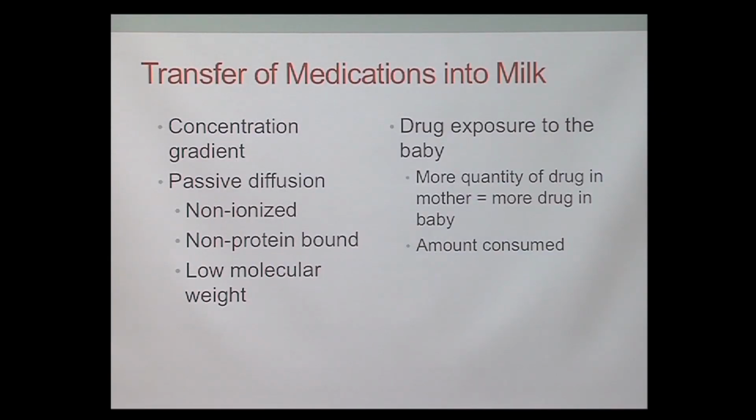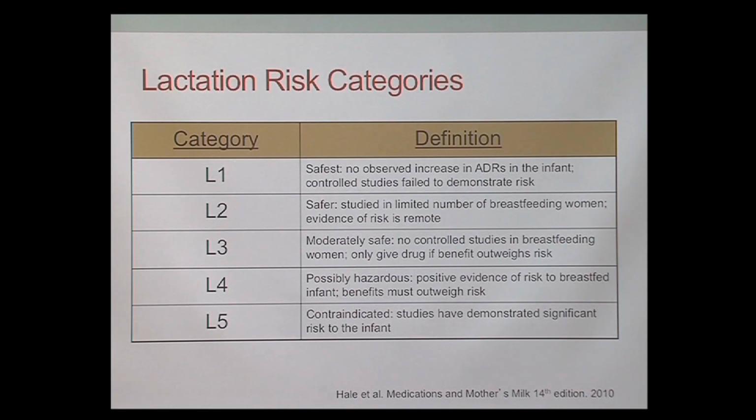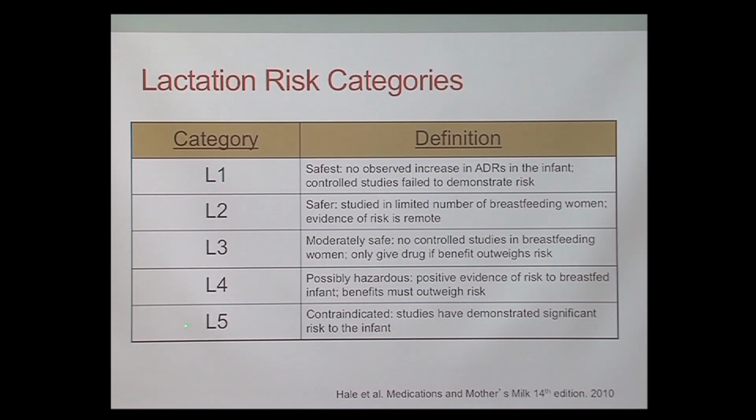The other part that comes along with that is how much mom is exposing the child. Obviously, the more that's in mom, the more the baby is going to see. Those are the pieces we need to look at when we pick out drugs. Similar to pregnancy, there's also a lactation chart that helps guide practitioners as to the safest medicines we can give to a lactating patient. Here we have L1 through L5. L1 again is the safest, while L5 is considered to be contraindicated.